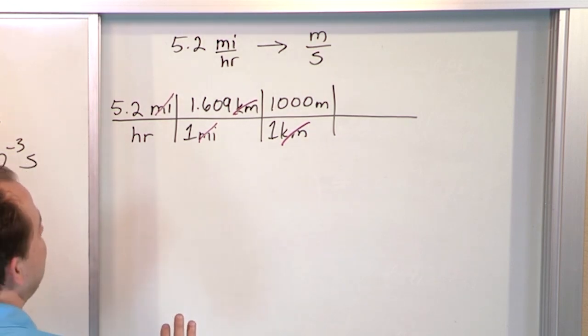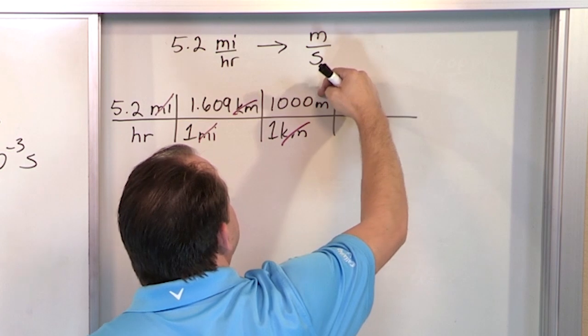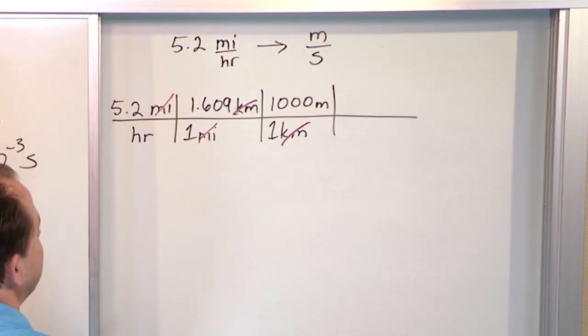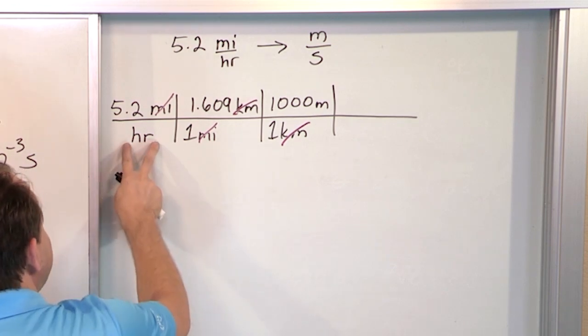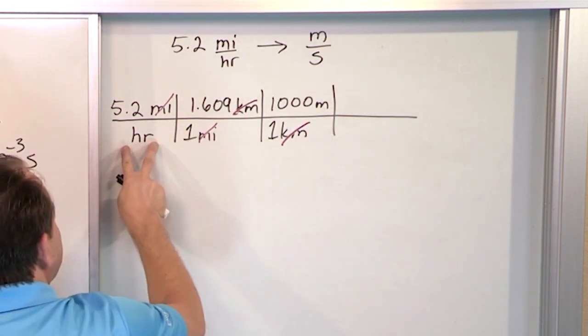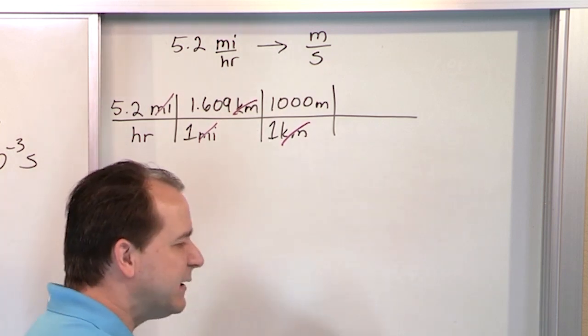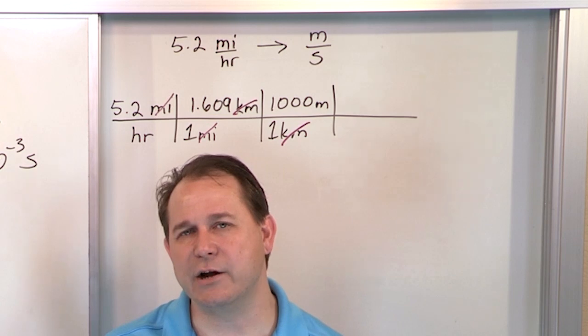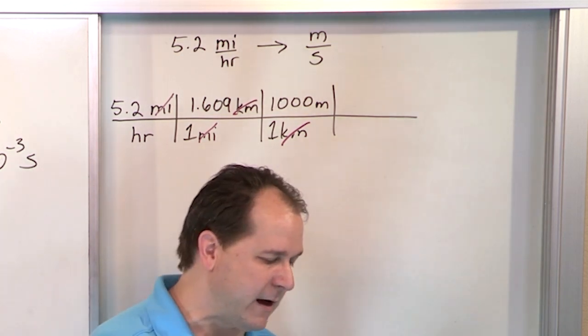But notice that I'm halfway there because I've got units on the top of meters. That's what I want. Now all I have to do is work on the hours. The question is, do you know how many seconds are in an hour? Because I need to go from hours to seconds. Well, typically most people don't know how many seconds are in an hour. You could get a calculator, you could multiply and figure it out. I know that you know how to do that. But let me show you how I do that.